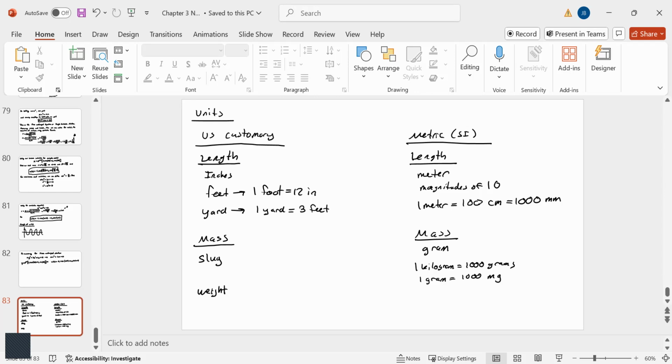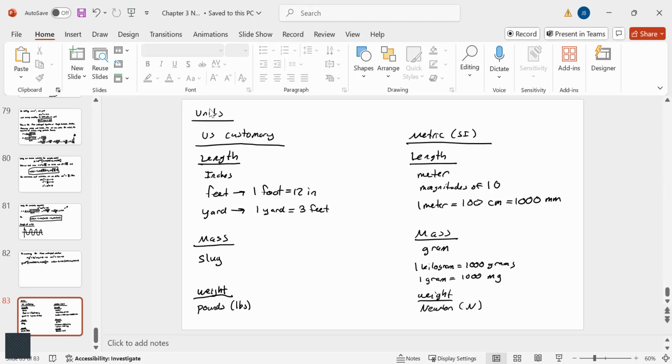Now, weight is the thing that we do use in US customary that people sometimes confuse with mass. And so the weight is the pound, right? So pounds or ounces, but we're not going to do ounces in this class. And then the weight for SI or metric is going to be the Newton. So if we're talking about weight, it's a Newton in metric and it's a pound in US customary. So don't think that kilograms are a weight, they are a mass. Okay, that is very important.